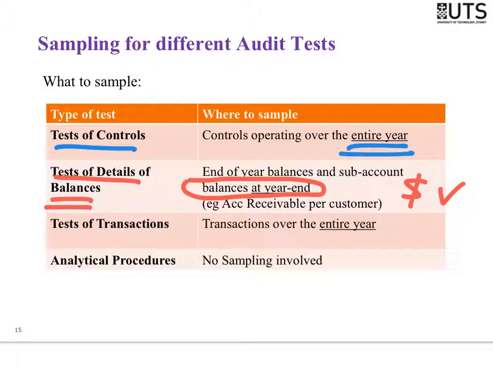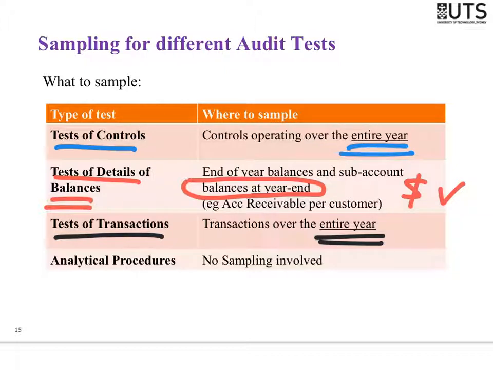We reach out to the bank and we say, is it true that the business has $1 million in their bank account as at the 30th of June? Because the test of details of balances is focused on the final number. That is different to test of transactions. Test of transactions, remember, that's your debits and your credits throughout the year. You want to check them throughout the year, because it's those transactions that make up the total balance.